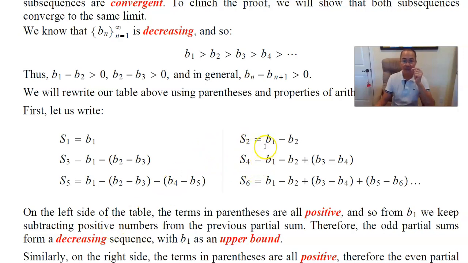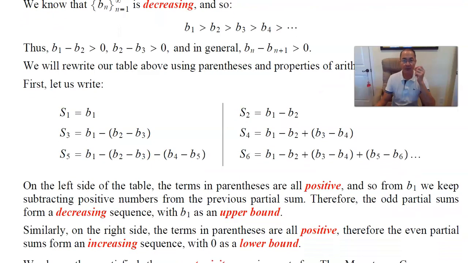How about the even partial sums? b1 minus b2 is positive. We're adding another positive number. We are adding to that another positive number, and so on. Okay, so therefore the even partial sums form an increasing sequence, and we're going to have to address boundedness. So because the first sequence is decreasing, then the biggest value b1 will be an upper bound. And since the even partial sums are increasing, and that's positive, 0 is a lower bound.